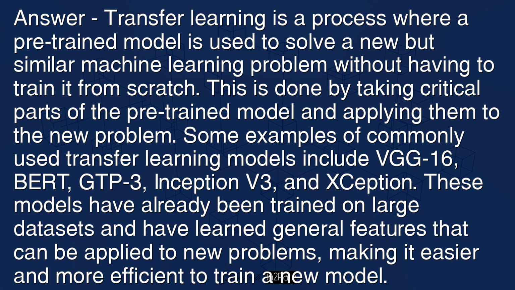Some examples of commonly used transfer learning models include VGG-16, BERT, GPT-3, Inception v3, and Xception. These models have already been trained on large datasets and have learned general features that can be applied to new problems, making it easier and more efficient to train a new model.